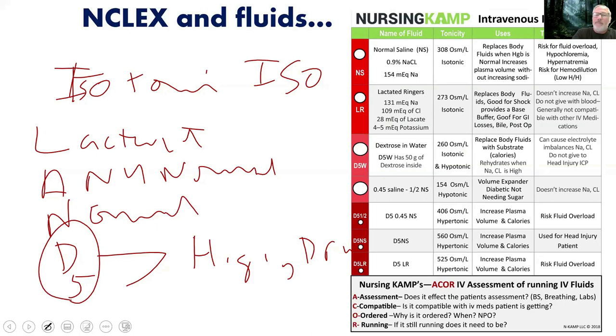Well, D5 is interesting, and this is a trick question. D5 is isotonic in the bag. Okay, wait, I'm going to mess that up. Hold on. It's hypertonic in the bag, and becomes isotonic in the body. Sorry, flip that. That makes sense because hypertonic, hyper, a lot of sugar. Normal saline is the N, and we know that.